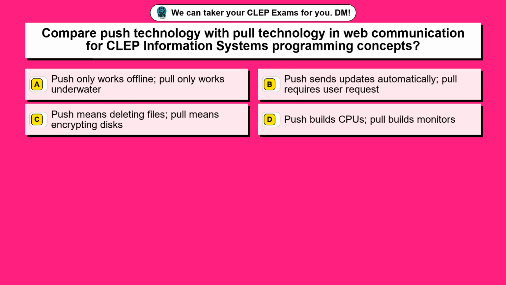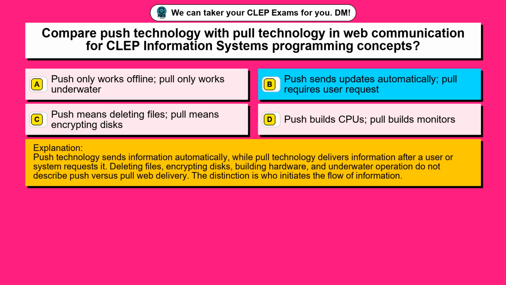Question 30. Compare push technology with pull technology in web communication for CLEP Information Systems programming concepts. Option A. Push only works offline, pull only works underwater. Option B. Push sends updates automatically, pull requires user request. Option C. Push means deleting files, pull means encrypting disks. Option D. Push builds CPUs, pull builds monitors. The correct answer is option B. Push sends updates automatically, pull requires user request.